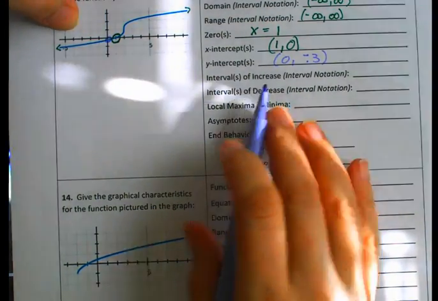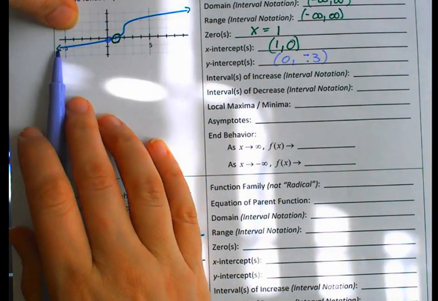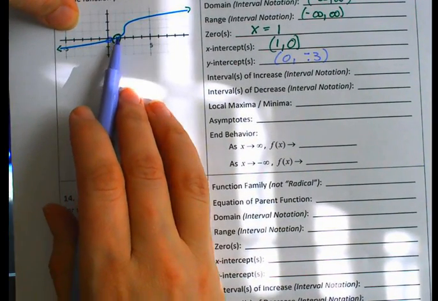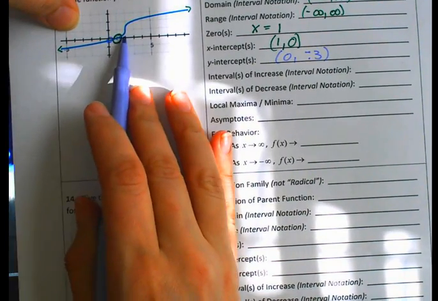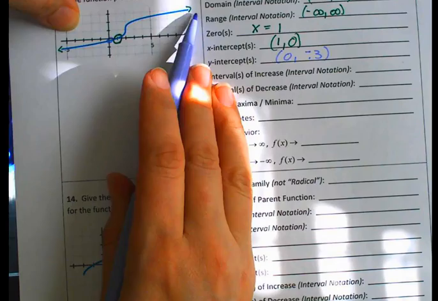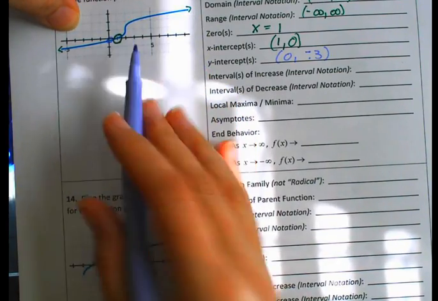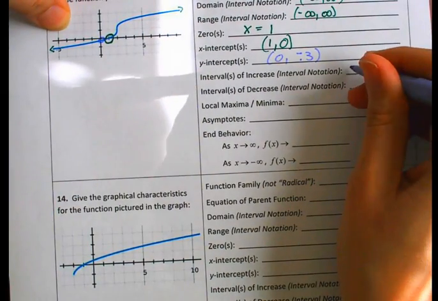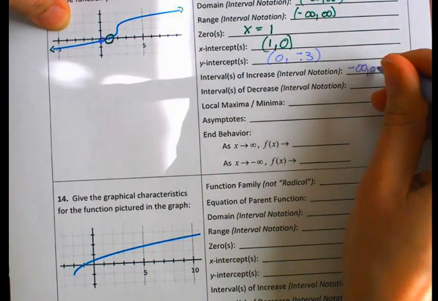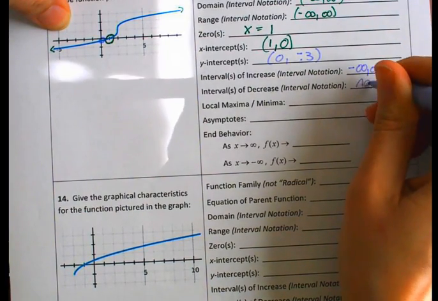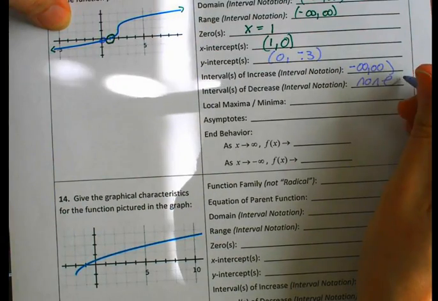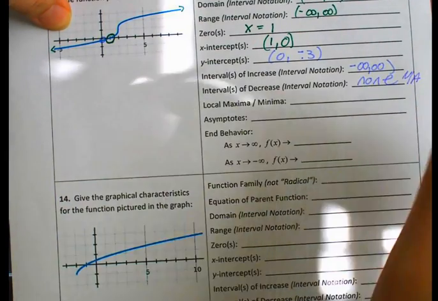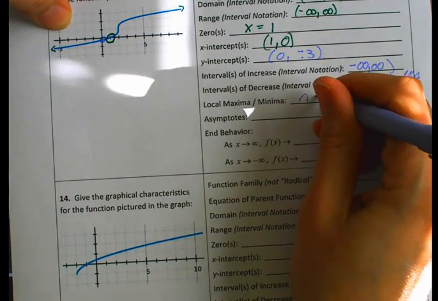Increasing interval, so if I'm starting over here, this graph is always increasing. Imagine if you're on the roller coaster. It's going up, up. It goes up really fast, but then it continues to go up. There's no place where this decreases. So my increasing interval is from -infinity to +infinity. And then there's no decreasing. Remember, do not leave that blank. If it's not decreasing, then you put none or NA. Either is acceptable. Local maximum, there's no maximum.